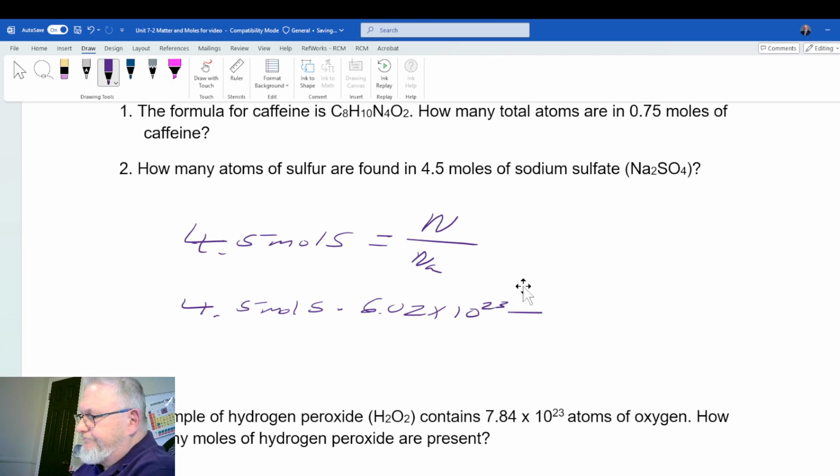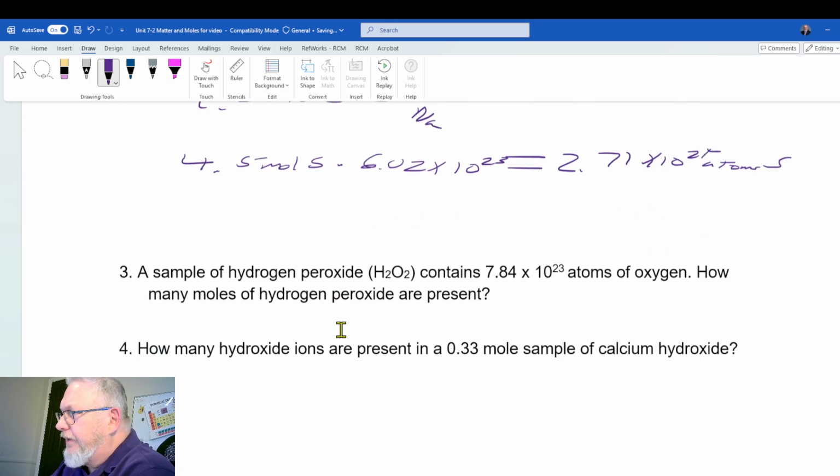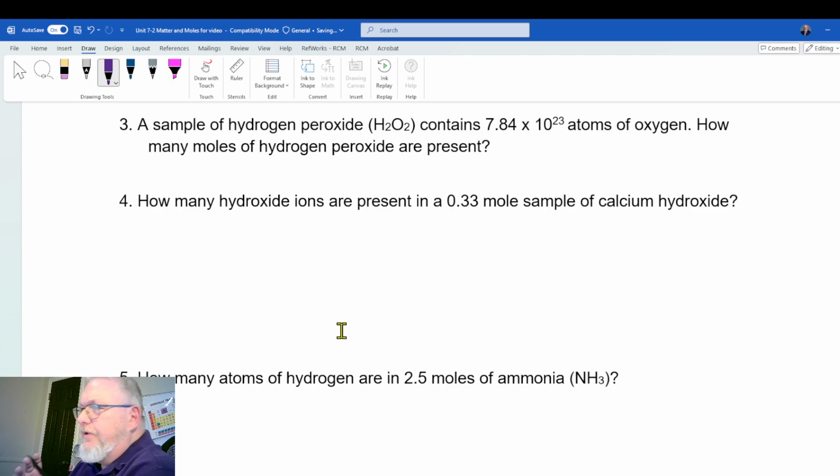Let's see what we get. 4.5 times 6.02, second, double E, 23. And I got 2.71 times 10 to the 24th, 2.71 times 10 to the 24th atoms of sulfur. Let's look at one more. And again, remember that these are entities, if you would.